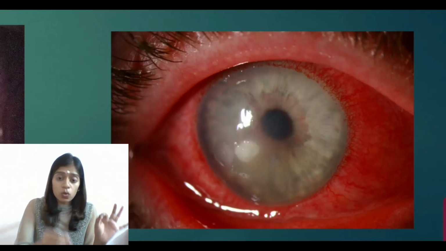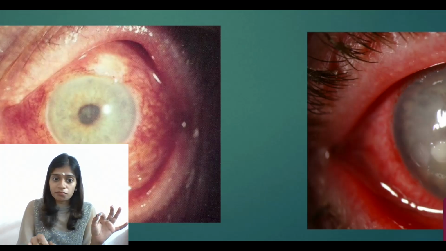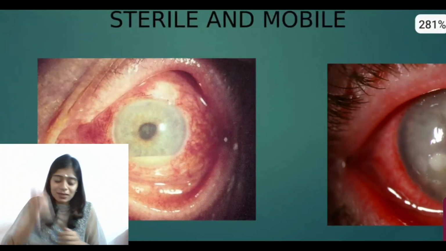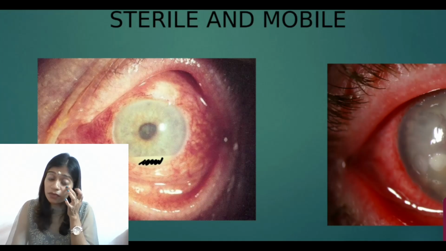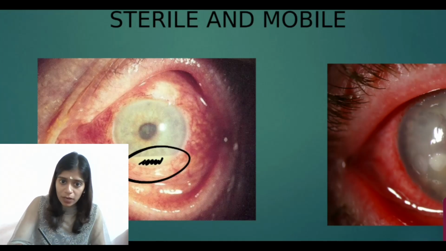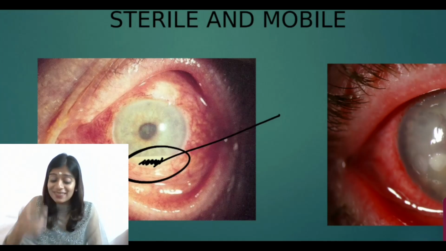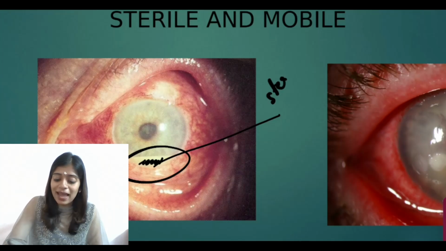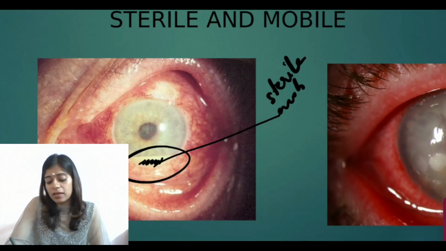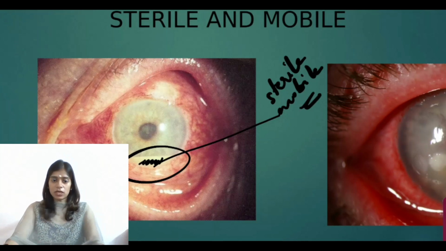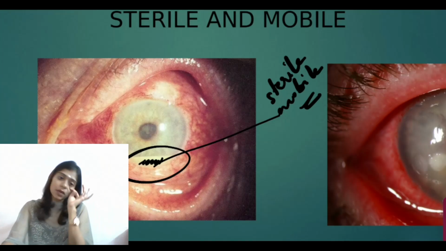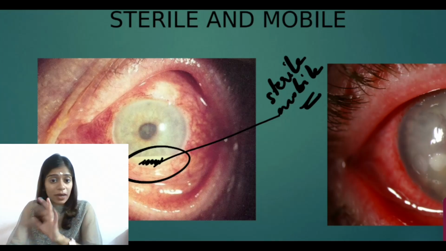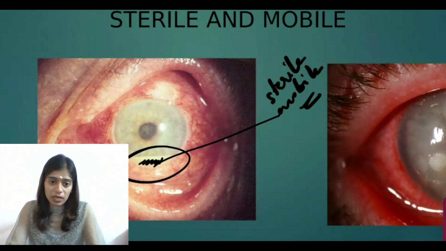Third is hypopyon. What is hypopyon? Look at this picture. Can you see this yellowish fluid here? Pus in the anterior chamber of the eye is called hypopyon. When you examine it, it is going to be sterile and mobile. This is very important. Mobile means when the patient moves his head, this pus also moves along. We can see it move. That is what mobile means, because it is not a thick discharge.